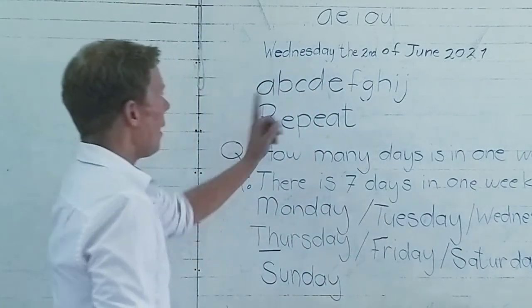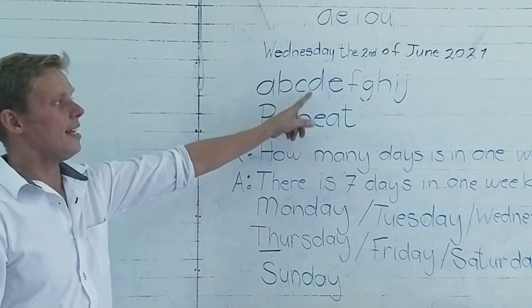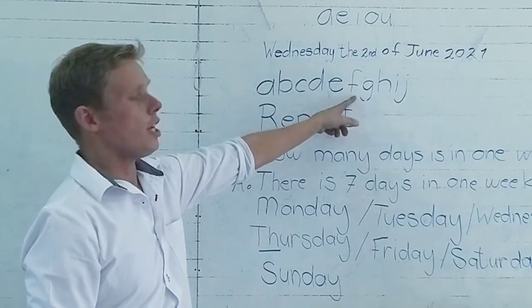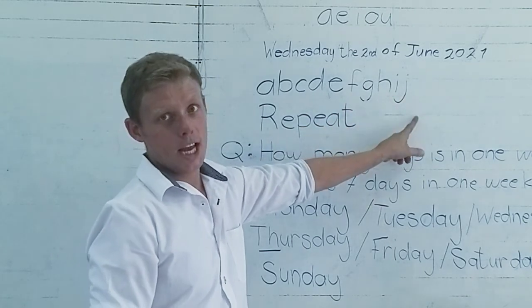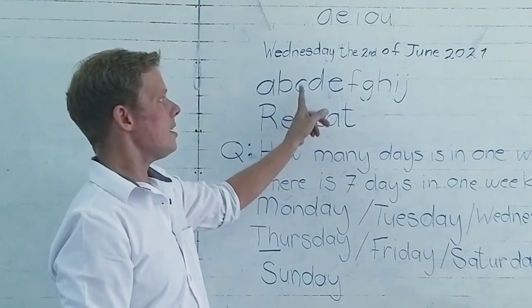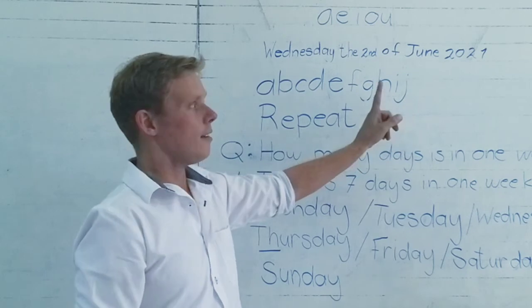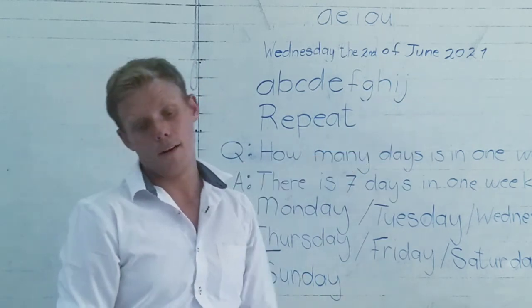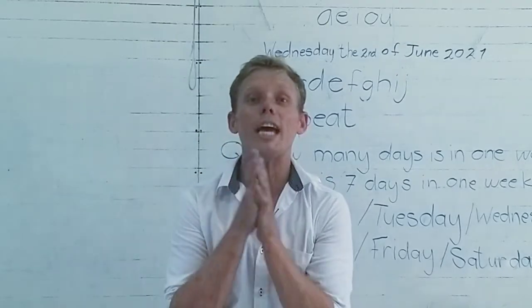Okay, so A, B, C, D, E, F, G, H, I, J. Okay? Good. Okay, that is all for today.